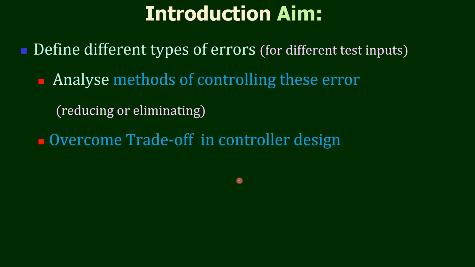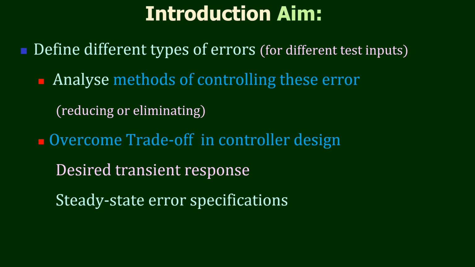So when we say the system should respond quickly, this means we have to make the closed loop respond very quickly, but in that case the transient of the system will have some oscillations and the transient will take longer to die out. So these types of trade-offs we will discuss here.